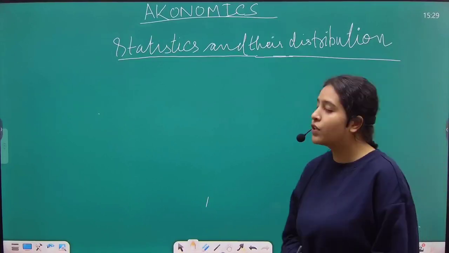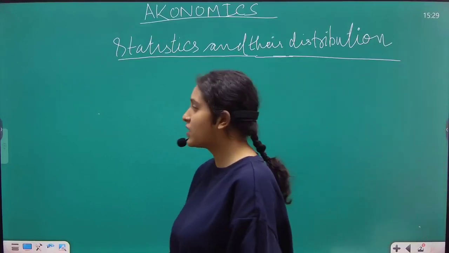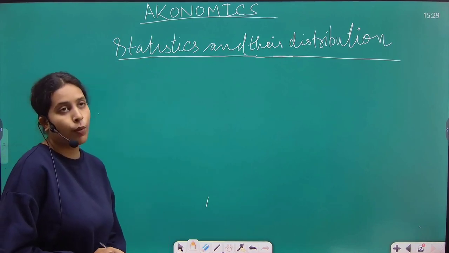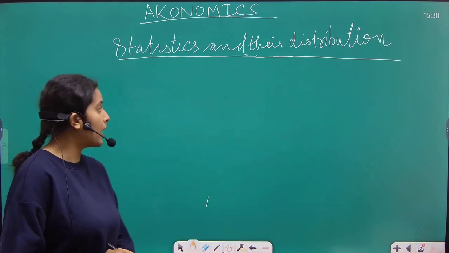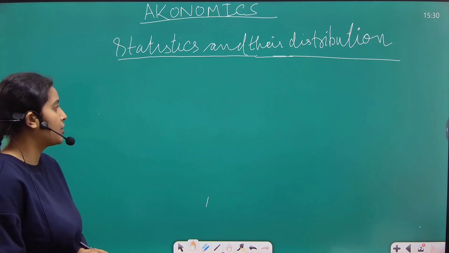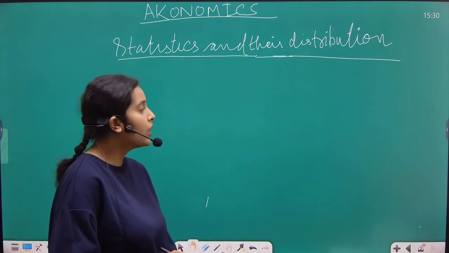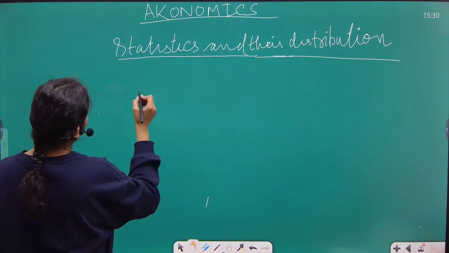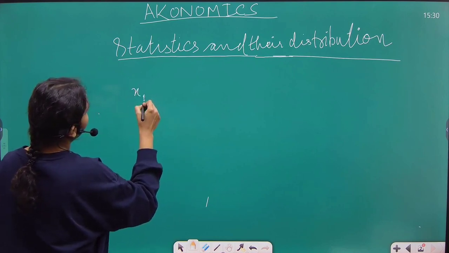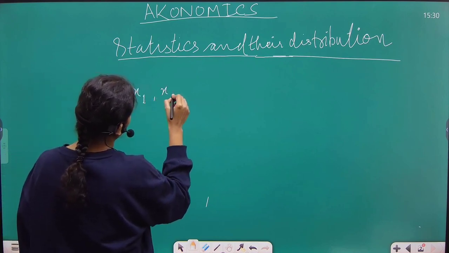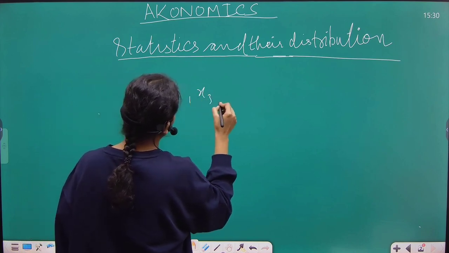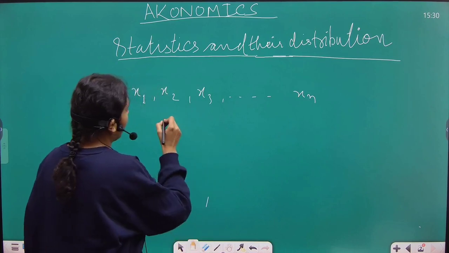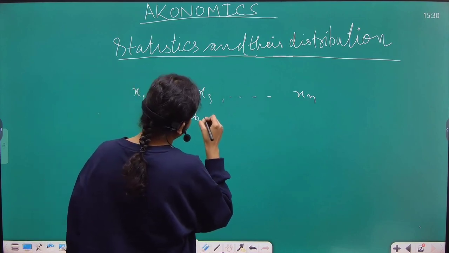So we will start with the first topic, which is the statistics and their distribution. In any population, if we select some observations from any population or any data, that is called the sample. And any sample we can denote by any notation. Let's say we are denoting any sample with x1, x2 till xn, in which there are n number of observations.